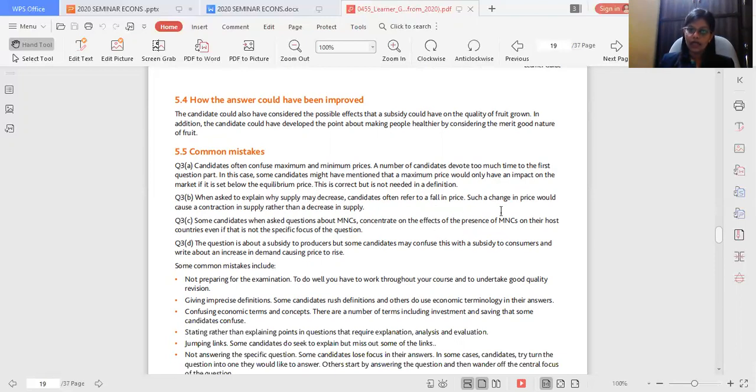a fall in the price. Such a change in the price would cause a contraction in supply rather than a decrease in supply. Alright? So you have to explain. Candidates always refer to the fall in the price. You have to talk about the decrease. Such a change in price will cause a contraction in the supply rather than a decrease in supply. Alright, so you need to explain to the examiner what actually causes that.